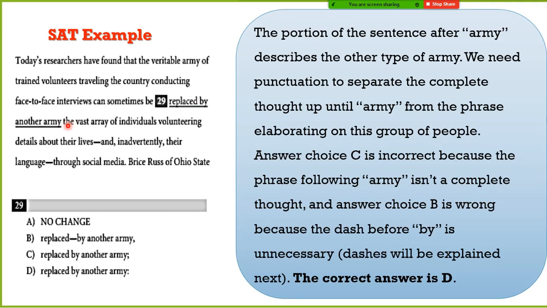After the word army, it describes this part here, the vast array of individuals. It describes the type of army that should be replaced. So here he adds more explanation. We need a punctuation here to separate this complete sentence from this explanation. So the only thing is to put the colon between army and the explanation. So D is the correct answer. Thank you, Muhammad. Welcome, miss.